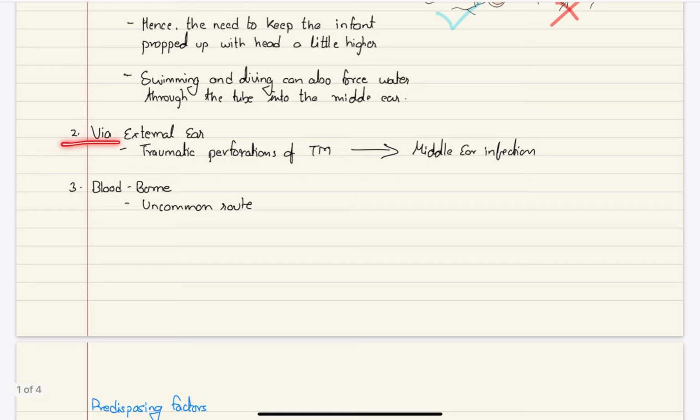The next route is via the external ear. We know the tympanic membrane separates the middle ear from the external ear. So when there is traumatic perforation of the tympanic membrane, the infection can easily spread from the external ear to the middle ear. The next route is blood-borne, where the infection travels through blood vessels, but it is an uncommon route.